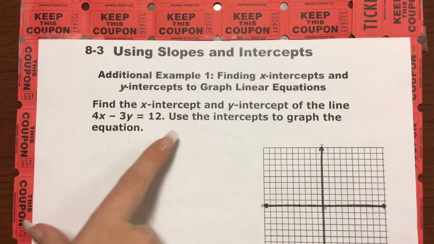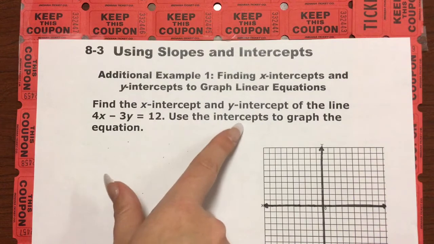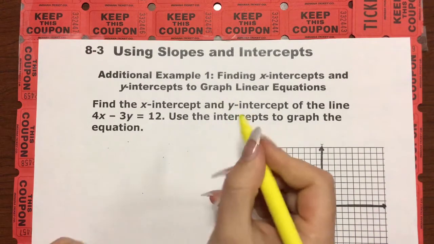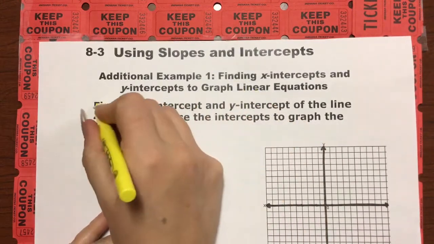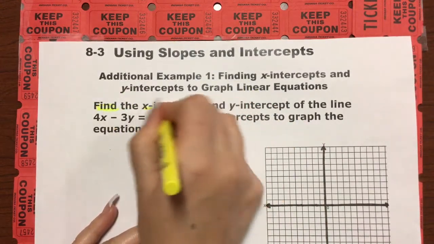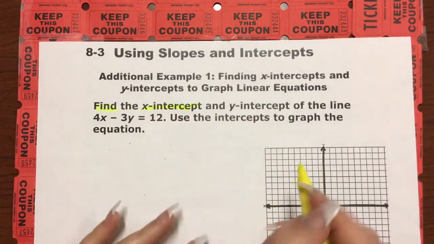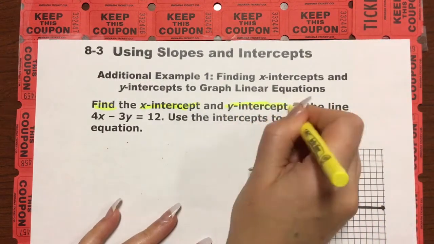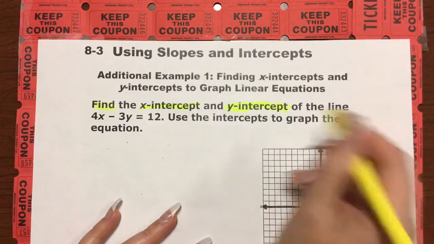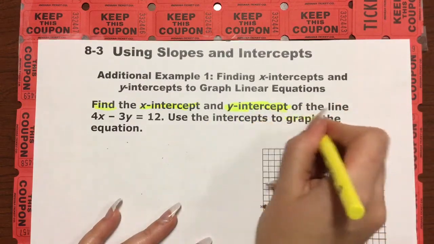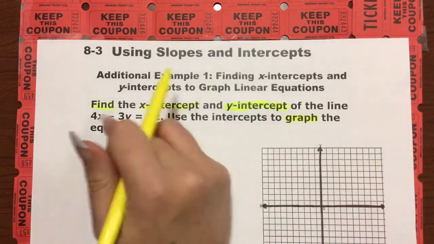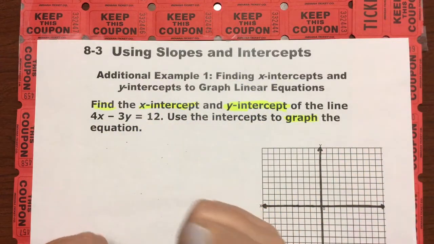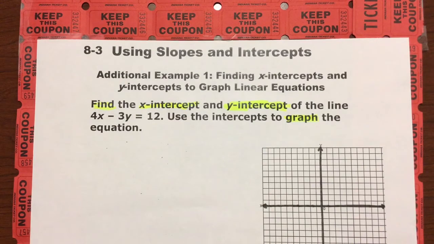Okay. What this says is use the intercepts to graph the equation. So first we have to find the x-intercept, okay, and the y-intercept, all right? And then we need to use the intercepts to graph the function. So we got to find the x-intercept, find the y-intercept, and then graph it. All right, we can do that.